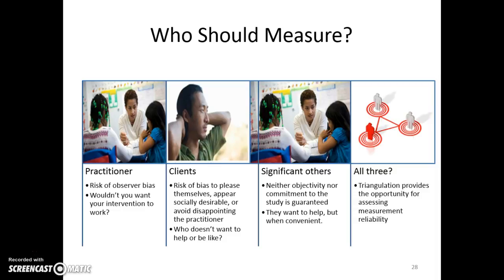Significant others are going to be important too. Maybe you might ask teachers or parents or neighbors to help fill in some information. Now, again, you can't say that they're as committed to the study, so you may not get as consistent of data as you'd hope. But again, it might be a source of information. Now, if you can get all three, well, then you have what we call triangulation. And there you have even greater reliability, meaning that you're more likely to get the same results if you were to repeat this again.